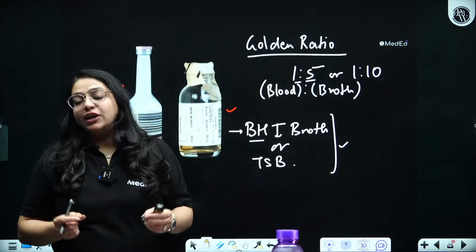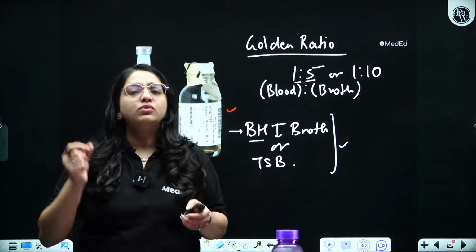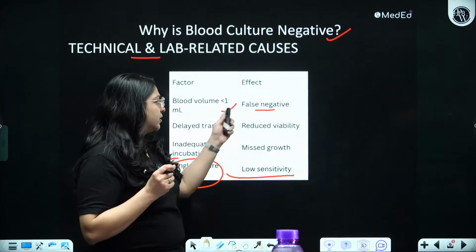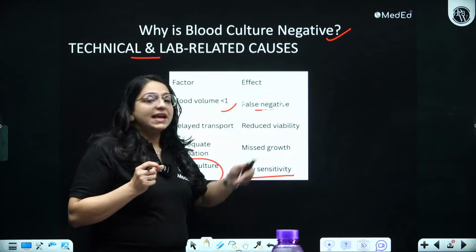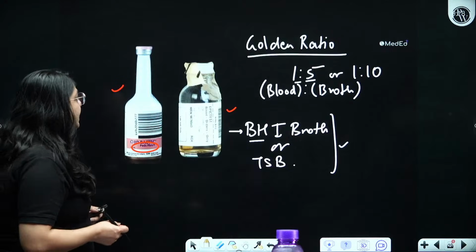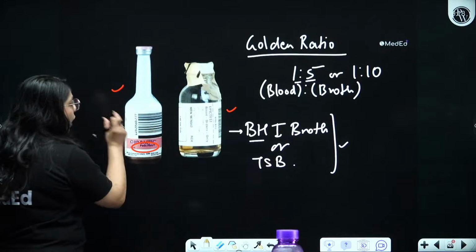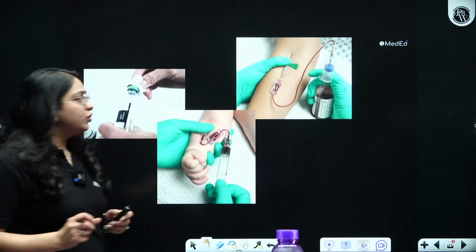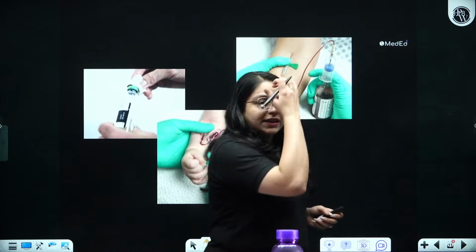In a scenario that you miss out on this golden ratio and you send very less amount of sample, there can be false negative results which can happen. Okay. This you have seen. This is a manual bottle. This is an automated blood culture bottle. You know this. That is how the collection needs to be done.